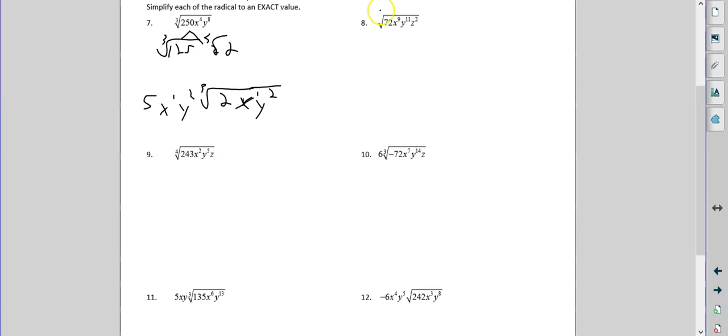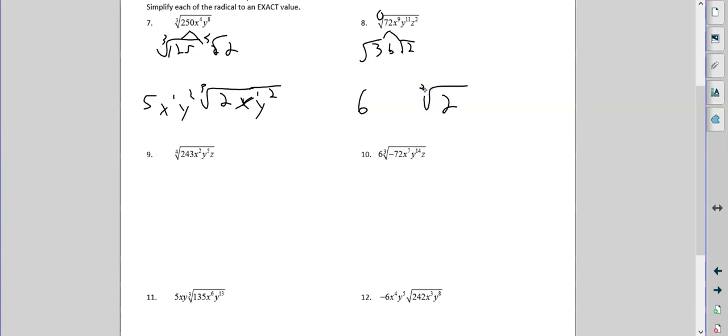Here we have 72, but notice no index number. That's a good old square root. So we're going to go 36 times 2. Square root of 36 is 6. Square root of 2 is just going to stay there. We do not have to put the 2 there, but we can if we want to practice.